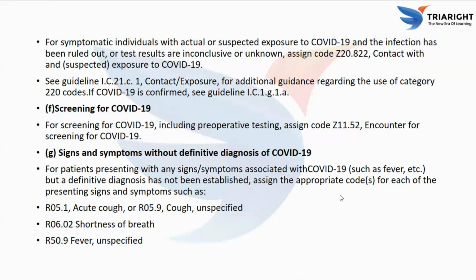Next, signs and symptoms without a definitive diagnosis of COVID-19. This applies when a patient has symptoms that could be COVID-19, but the COVID test is not done, the test is pending, or the doctor hasn't confirmed the diagnosis. In this case, do not code COVID-19. Instead, you code the symptoms that the patient has. Examples are R05.1 for acute cough, R05.9 for cough unspecified, R06.02 for shortness of breath, or R50.9 for fever unspecified. Why code symptoms? Because coding rules require a diagnosis to be confirmed. Symptoms alone cannot be coded as COVID-19.